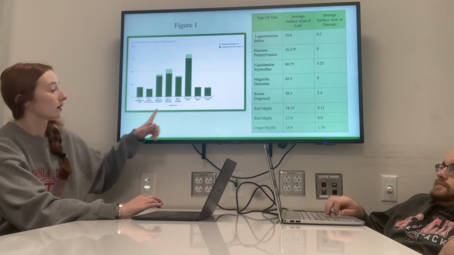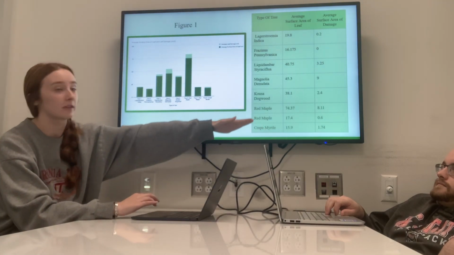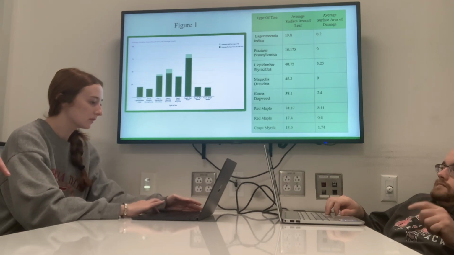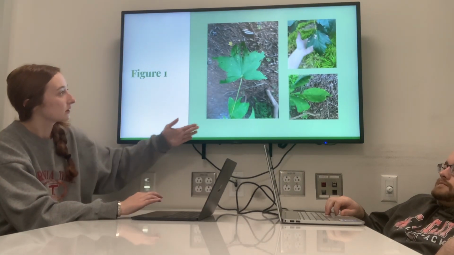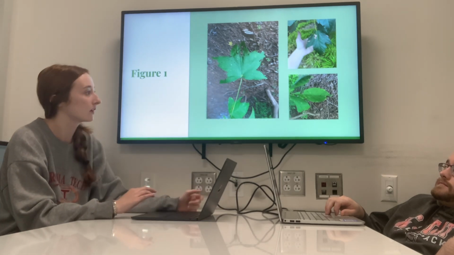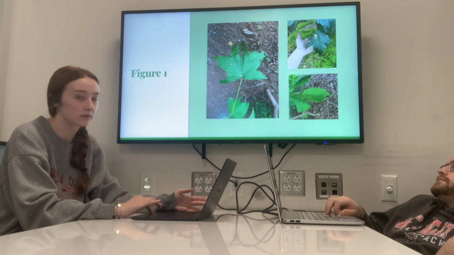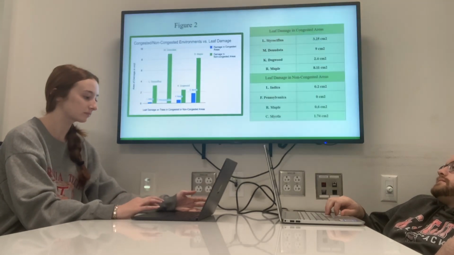So this is our chart, and this was our data table showing all the numbers of the surface area of the leaf and the damage of the leaf. So here are pictures. As you can see, in this picture you can see the herbivory, in that picture it's also the herbivory, and in this picture you can observe the fungi and the herbivory damage on the leaves.